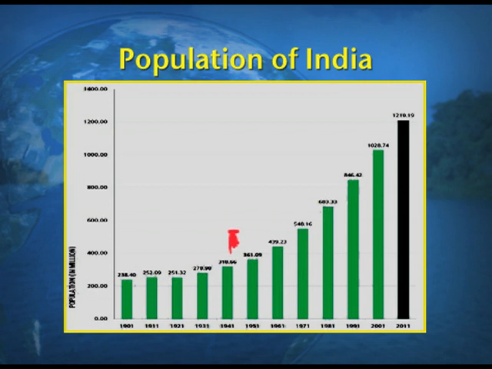In 1951 the population rose to 361 million. In 1961 it rose to 439 million, followed by 1971 with the population count of 548 million. 1981, 683 million. 1991, 846 million. 2001, 1028 million, and the current census indicates the increase in the population, and the population has risen to 1210 million.